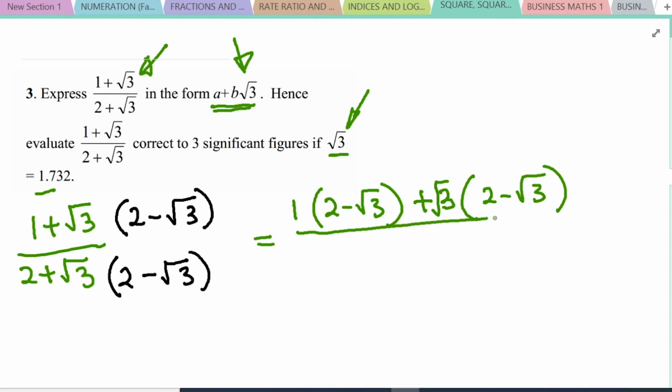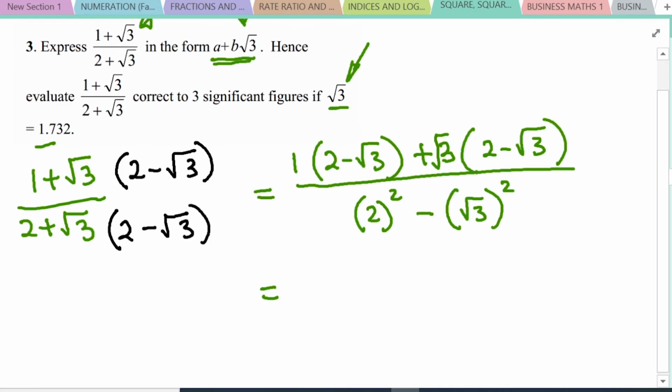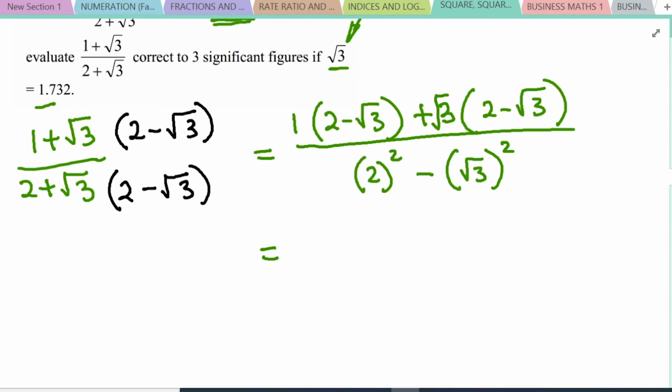That, divide this by what is in the denominator here. The denominator is, like I had mentioned in the previous number, a plus b, a minus b. So this is the same as saying 2 squared minus root of 3 squared. So from there, we proceed.